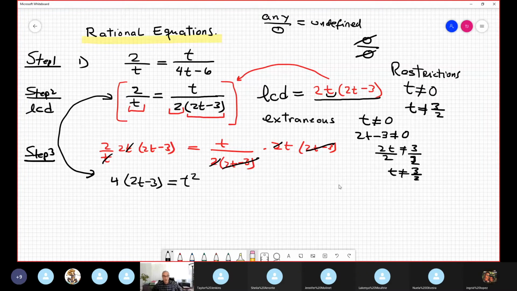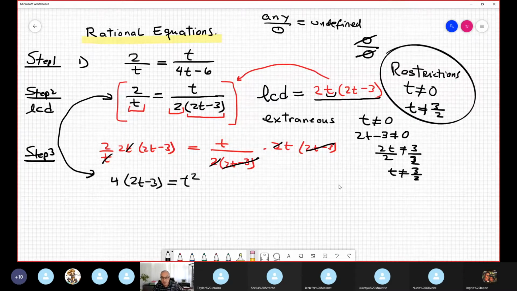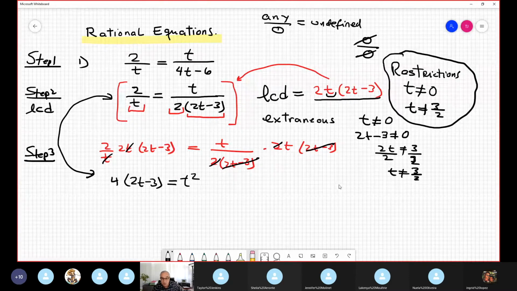This equivalent equation does not contain fractions. Good, I like that. However, don't forget to find the restriction because I need to avoid division by 0, and this may introduce an extraneous solution. Is this clear or confusing?